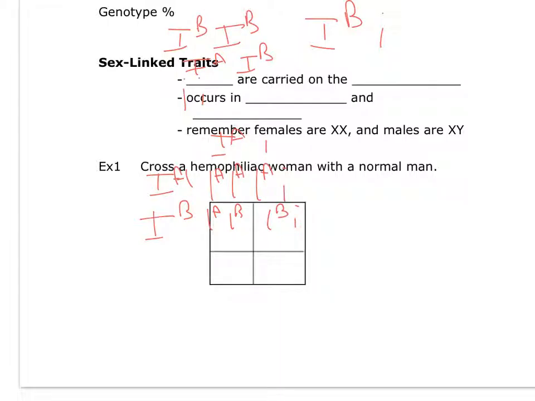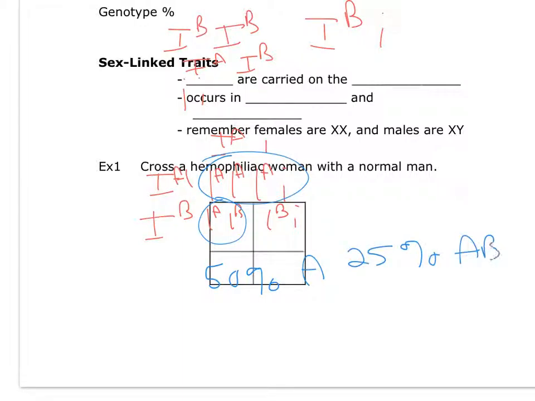So then you just analyze what you have. For phenotype, you're looking at what blood types do we have. So box 1 and box 2 right here are both blood type A. So you're going to have 50% of your offspring are going to be blood type A. This guy right here is blood type AB, so that's 25% AB. And this one is B, 25% blood type B.